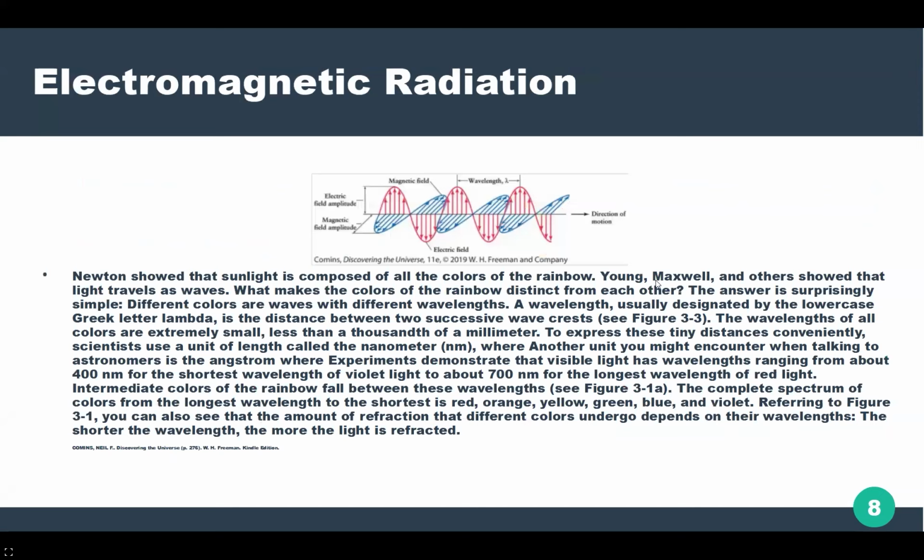The complete spectrum of colors from the longest wavelength to the shortest is red, orange, yellow, green, blue, and violet. Referring to figure 3.1, you can also see that the amount of refraction that different colors undergo depends on their wavelength, which is why when you pass white light through a prism, the different colors spread out. The shorter the wavelength, the more the light is refracted.